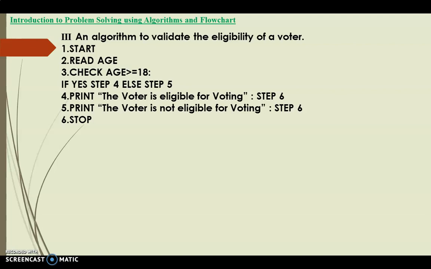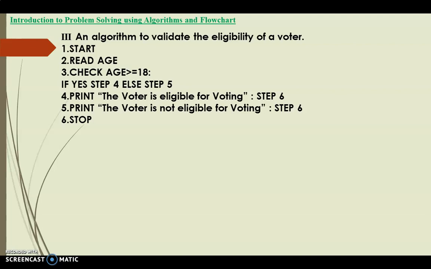See the voter's eligibility, okay? How they are eligible for voting. So reading the age, checking if age is greater than or equal to 18. Yes means we are going to step 4. That means the voter is eligible for voting. Afterwards, we are directly going to step 6. That means step 5 is omitted.